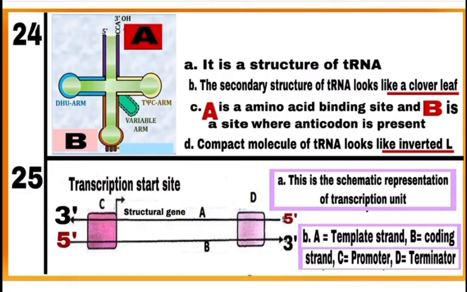Now come to 25th picture. It is a schematic structure of a transcription unit, where A is the template strand, B is coding strand, C is promoter, and D is terminator.